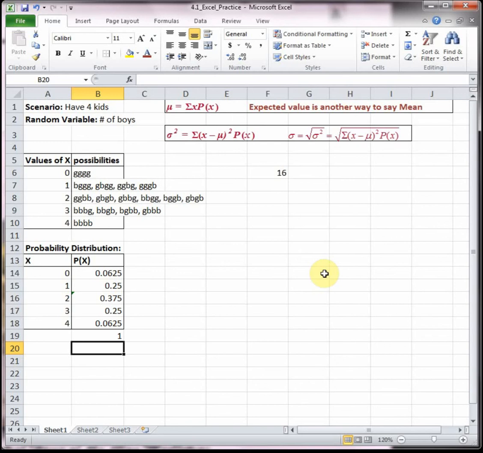Often, we want to know what the mean of a probability distribution is. And with Excel, this is actually pretty easy. We cannot use the function wizard function average to find the mean of a probability distribution.